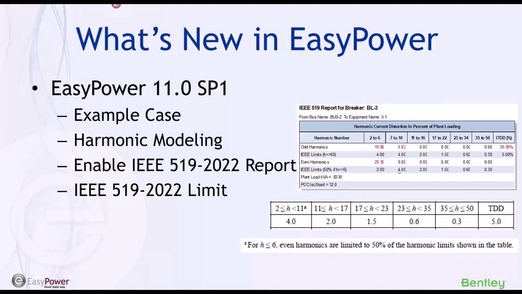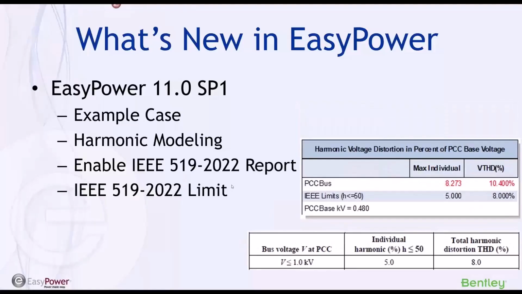The report looks like this in EasyPower 11.0 SP1, after you enable the IEEE 519 reports and after EasyPower gets the report to you. And the voltage is the same. I don't think there is any significant difference. Again, IEEE limits only apply to harmonic orders less than or equal to the 50th order, right?